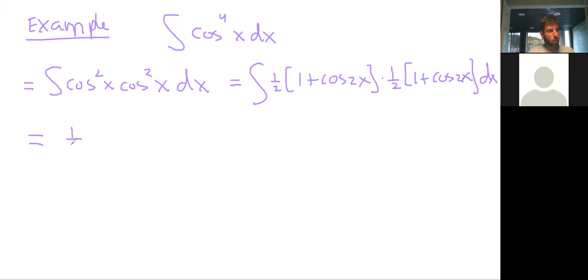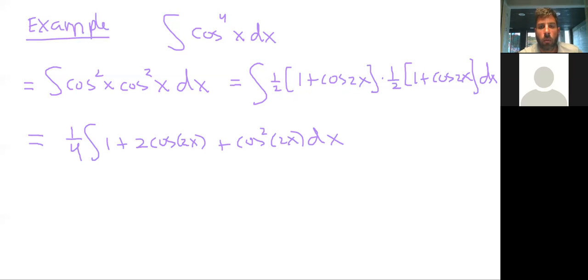Which of course, we'll pull the 1/4 out, and then if you multiply out, you get 1 plus 2 cosine of 2x plus cosine squared of 2x dx. So if you do that trig and that algebra correctly, what you're left with is 3 terms in your integral. The first 2 are straightforward integrals. The third one is not yet, but we can apply the same rationale and use the double angle formula again.